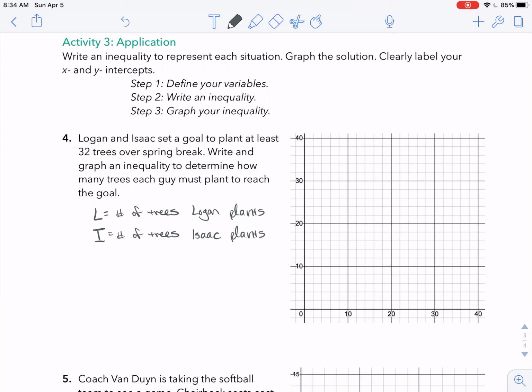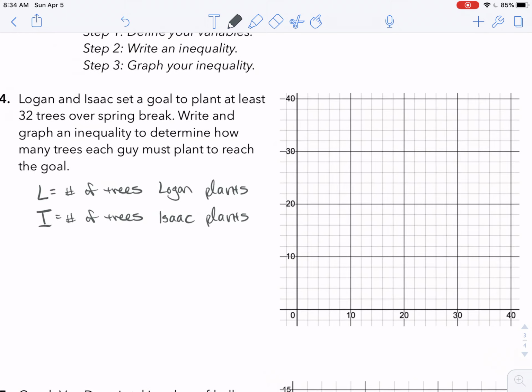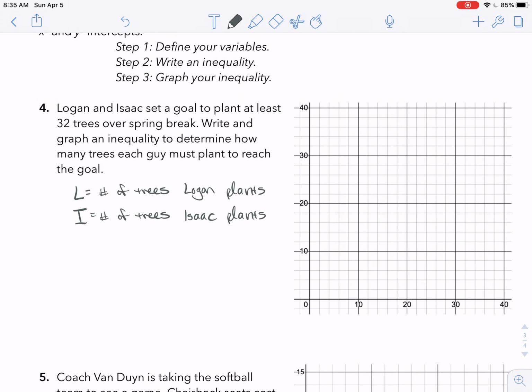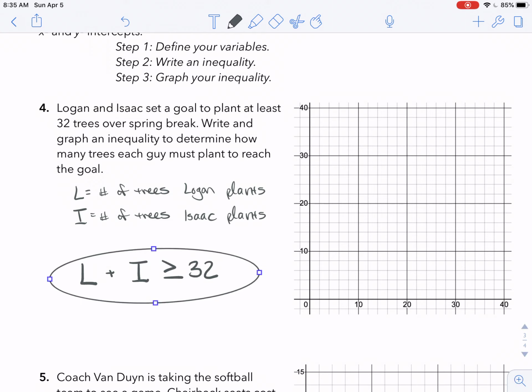Now that we've defined our variables, we need to write an inequality. Now, good thing Logan and Isaac are working together. So the amount of trees that Logan plants plus the amount of trees that Isaac plants is going to be related to 32 somehow. Looking up here, it says at least 32. At least means they need to be greater than or equal to 32. There we have it. There's our inequality. Now we're almost done, guys. Now we just need to graph it.